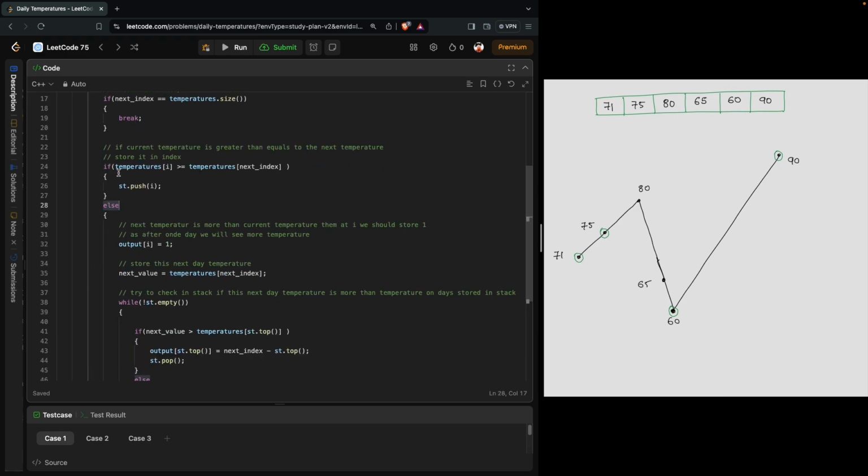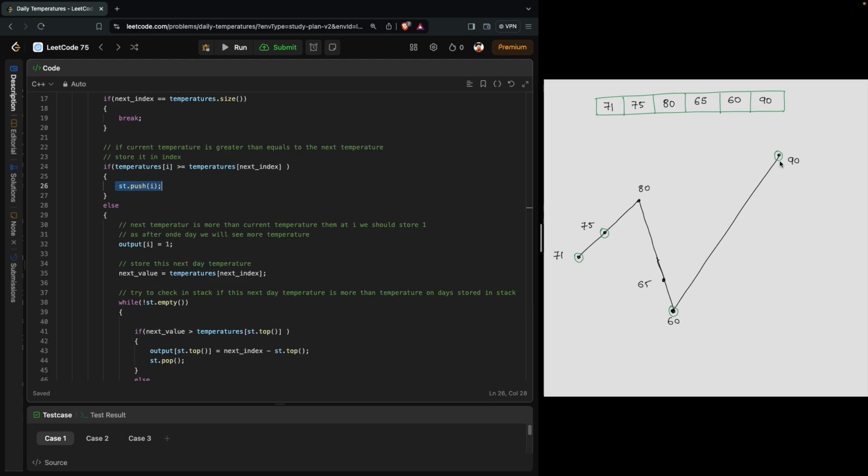Okay. So suppose if the current temperature is more than the next temperature, that means values are decreasing, right? So let's take this example. Suppose current is 80. So next is 65. So we will store NT in the stack, right? st.push(i). We are not storing the values. We are simply storing the indexes, right? And for 65 also a similar thing will happen because 60 is smaller than 65. So we will store i. That means the index of 65 we will store.